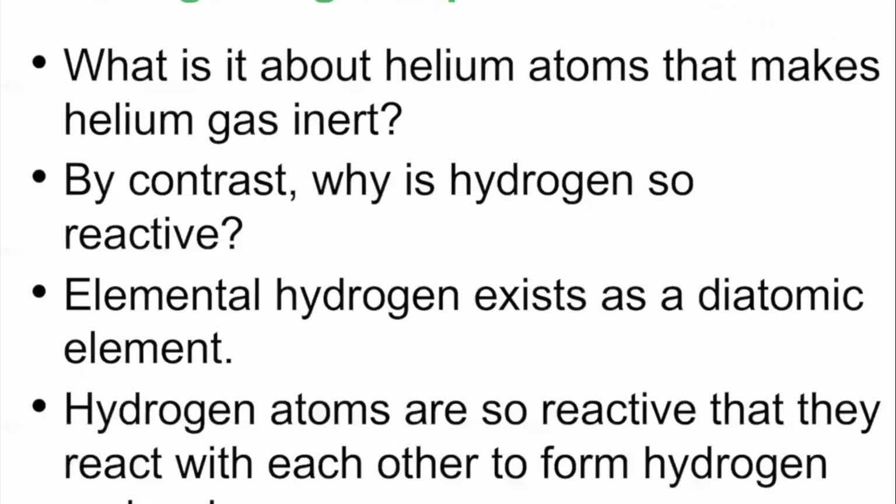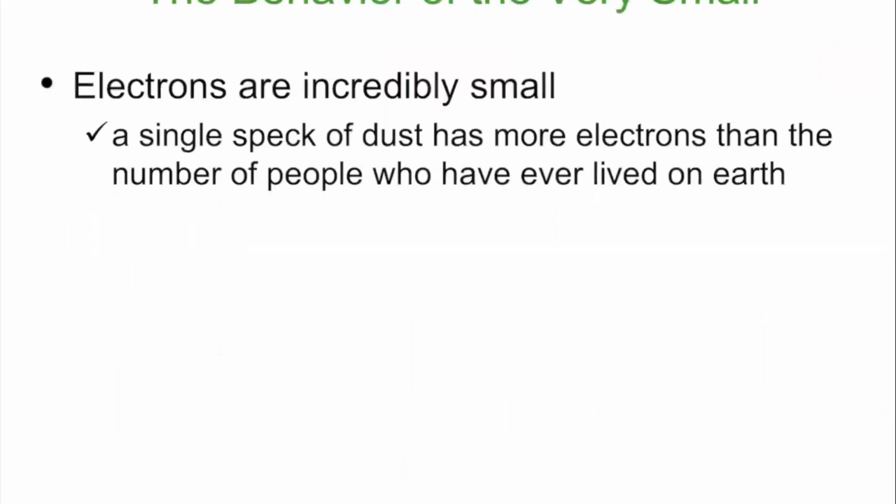And we have elements such as nitrogen, oxygen, and chlorine that are considered diatomic elements. So all of those questions are what quantum mechanics is going to attempt to answer. But before we go there, we need to realize something about the electrons.